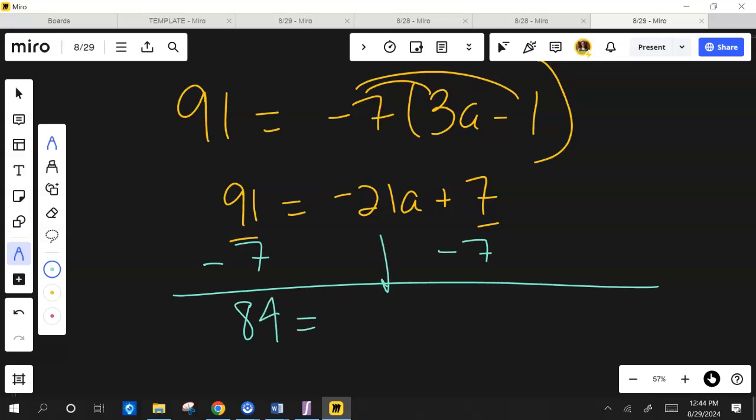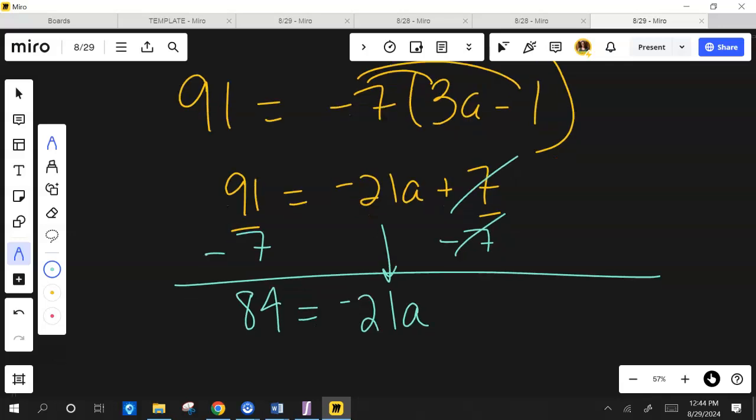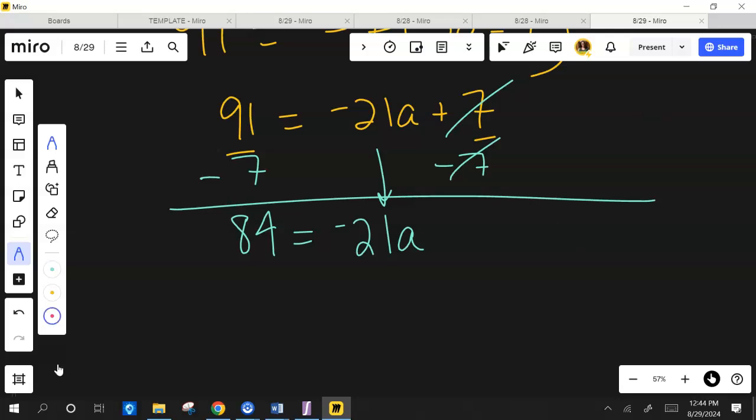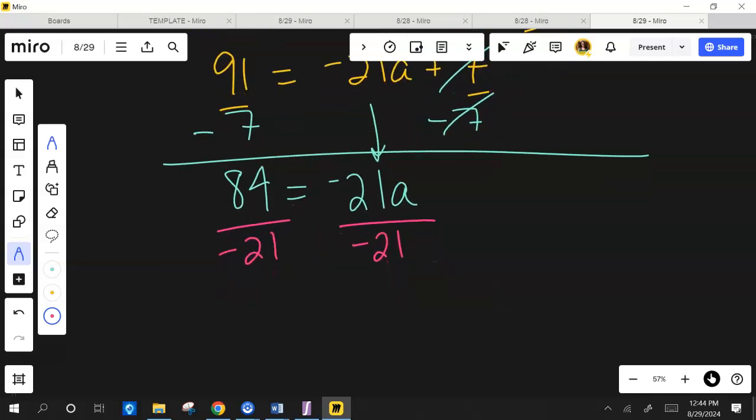All right, look, negative 21a is still here, and the 7s go away. That's what I wanted, right? I wanted those gone. I'm going to have to use a calculator. How do I get rid of the negative 21? Divide. 4 is really close. 84 divided by negative 21 is negative 4. That's exactly right. So watch those signs.